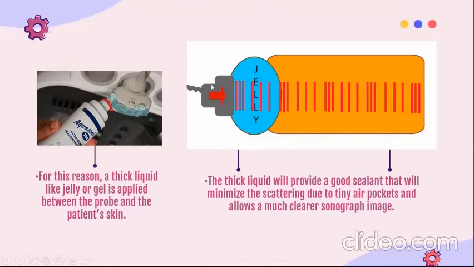One of the solutions to overcome this difficulty is by applying a thick liquid between the probe and the patient's skin. This thick liquid or jelly will provide a cushion that directs the ultrasound towards the internal organ. It gives a good sealant that will minimize the scattering due to tiny air pockets and allow a much clearer sonograph image.